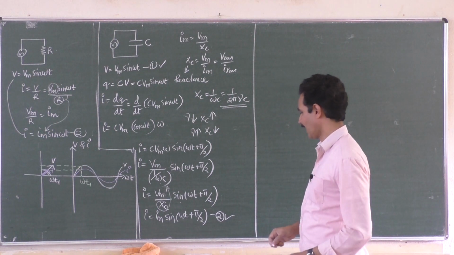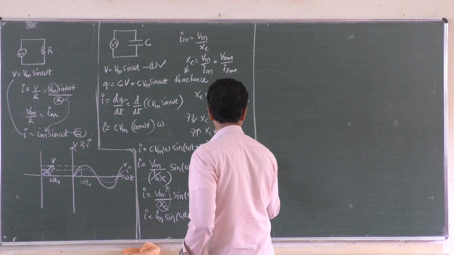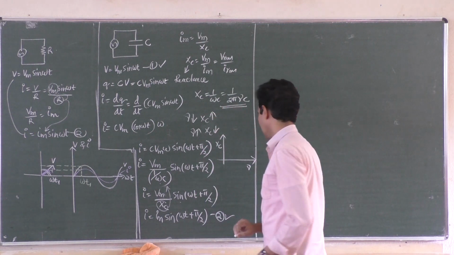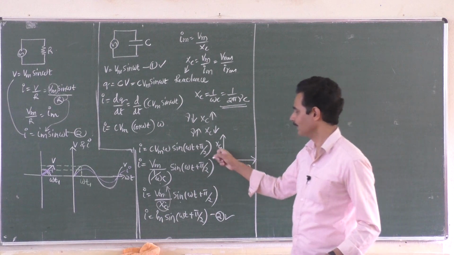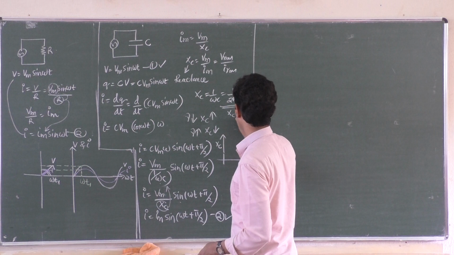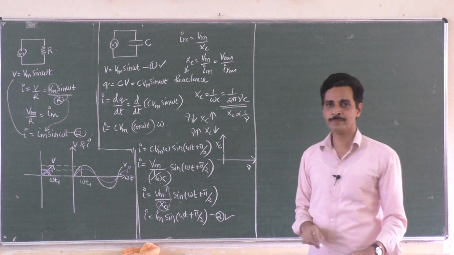Now, if you draw a graph, this one I didn't discuss in the last class. If you draw a graph of reactance versus frequency, how will be the graph? Reactance of a capacitor, Xc, versus frequency. You know that Xc is inversely proportional to frequency. You know how will be the inversely proportional graphs always?